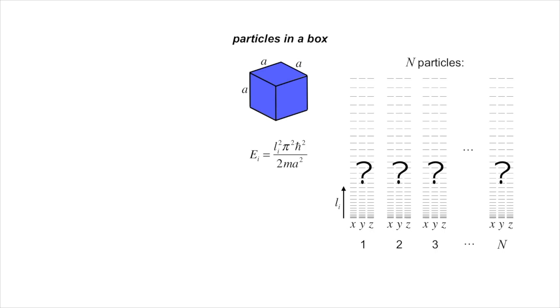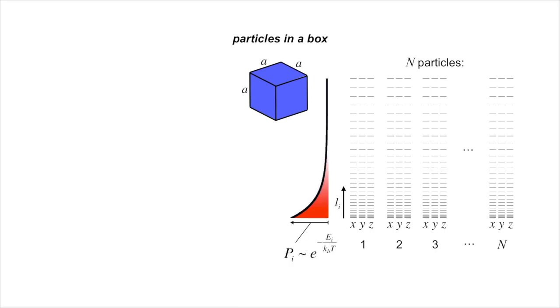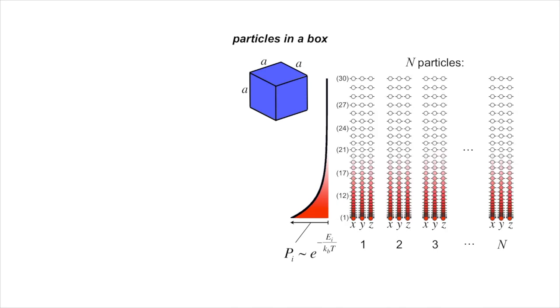an energy level being occupied follows a Boltzmann distribution, which predicts that the relative probability P sub i that a given energy level will be occupied is given by e to the minus E sub i over kBT, where kB is Boltzmann's constant. One way to visualize this probability distribution is to shade each level in proportion to the probability that the level will be occupied. Here I've used varying intensities of red to indicate this probability.